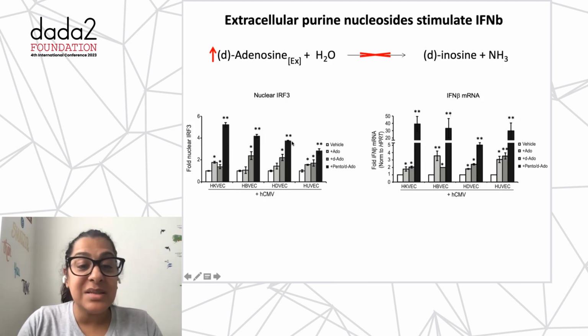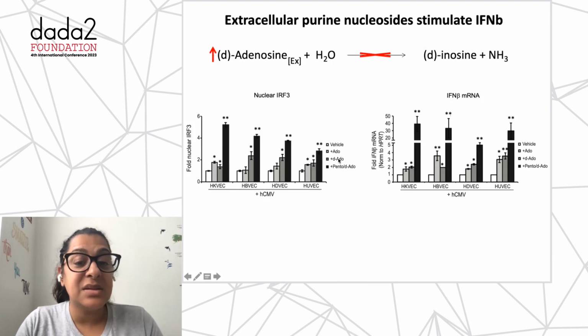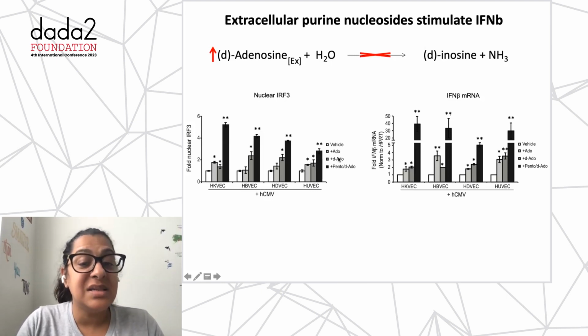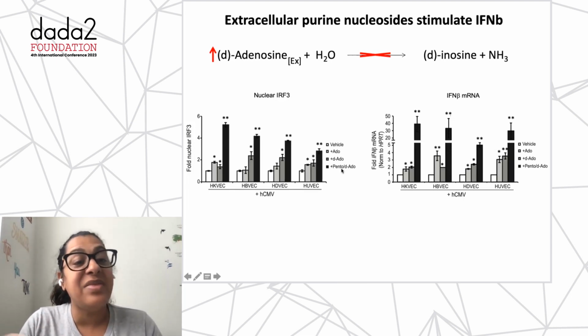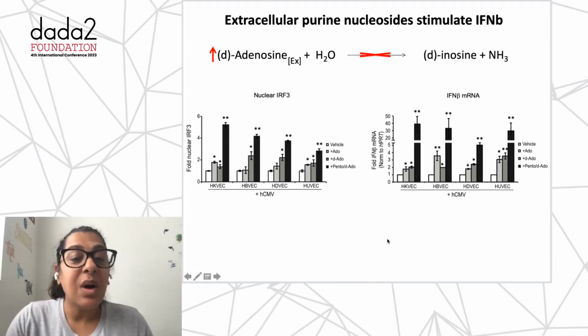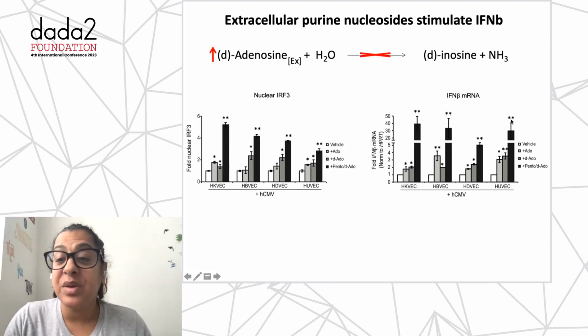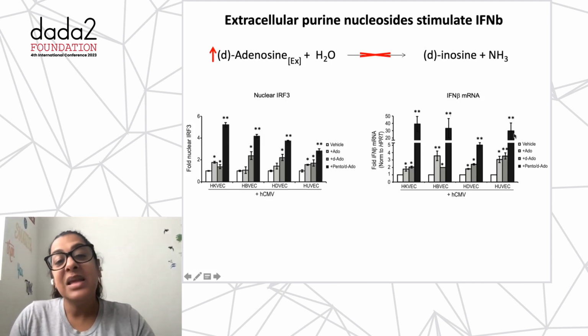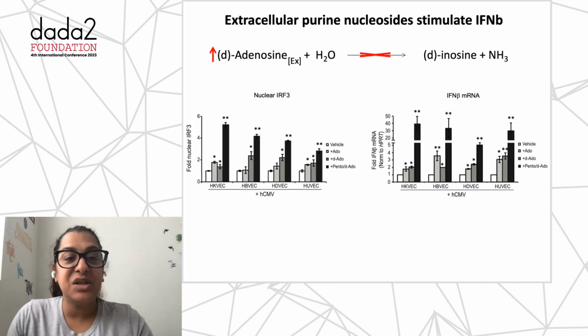So what we did quite simply was here in the dark bars, we treated cells with adenosine or deoxyadenosine, or a combination of those with an inhibitor to prevent them from being broken down. And so what we saw was that extracellular purine nucleosides themselves activate IRF3 and also IFN-beta, leading us to the mechanism by which ADA2 inhibits IFN-beta production: because it inhibits the accumulation of extracellular purine nucleosides.